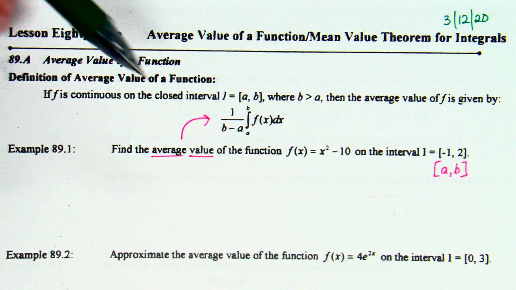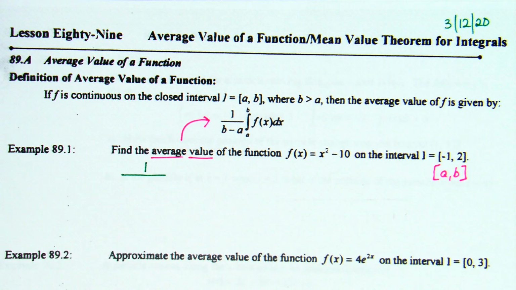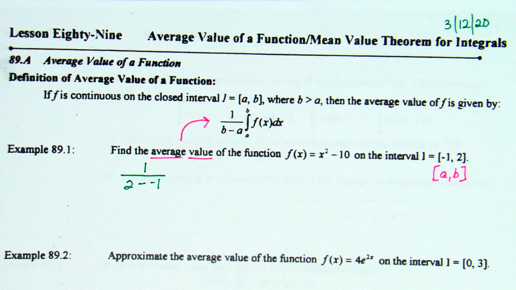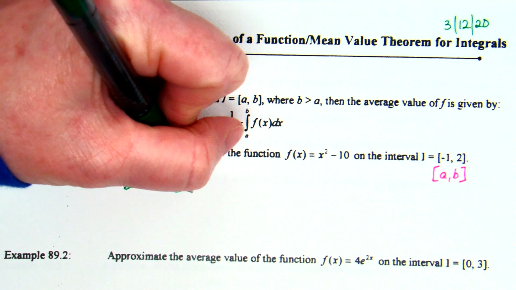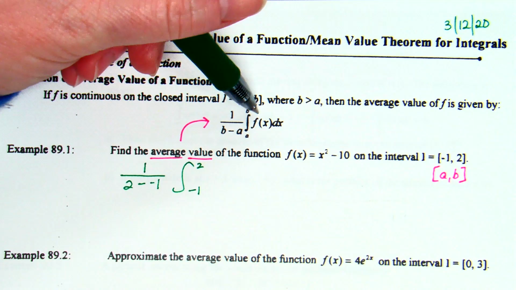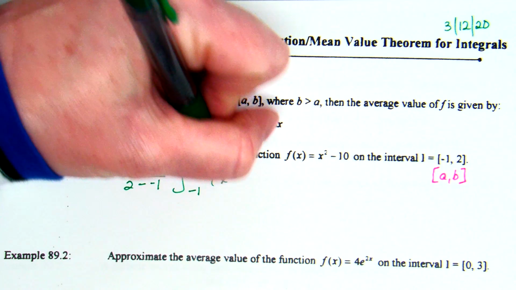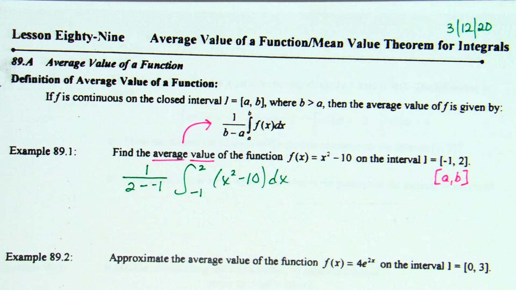Okay, so average value says to start off doing what? 1 over B minus A. So that means we're doing 1 over 2 plus 1, which is 1 over 3. I wrote 1 over 2 minus negative 1. We're all in the same boat there, right? The integral from negative 1 to 2 of f of x dx. So what is my function here? x squared minus 10 dx. We're going to do this by hand, so this is definitely good practice.